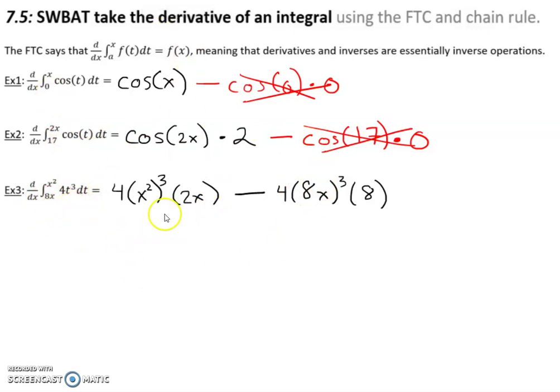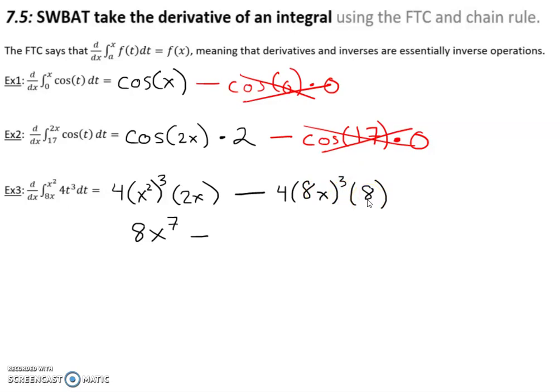I'm going to simplify this, but really we're practically there. This is going to be 4x cubed times 2x, so that's going to become 8. I'm sorry, I think I said 4x cubed. This is x squared cubed, so that's x to the 6th times another x, so that's x to the 7th, minus, in this case we have 4 times 8 cubed times another 8, so I have to grab my calculator for that.